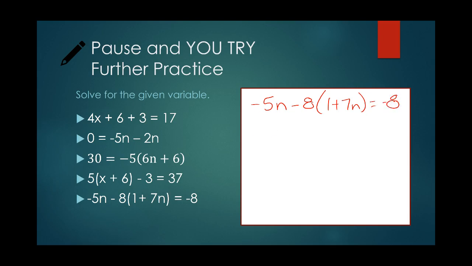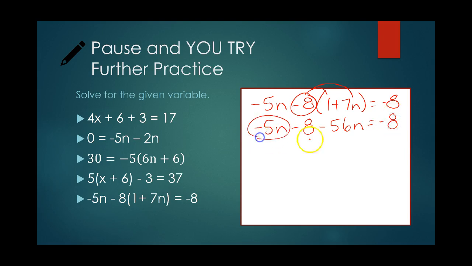Okay. All right, again, we gotta do this distribution of negative 8. Make sure you took the negative with it. If you only took the 8, you might be off by a sign or something. So negative 8 times 1 is negative 8. Negative 8 times a positive 7 is negative 56n.